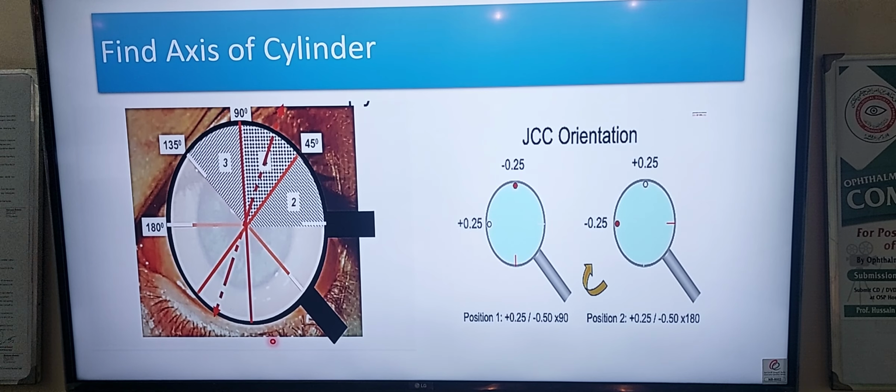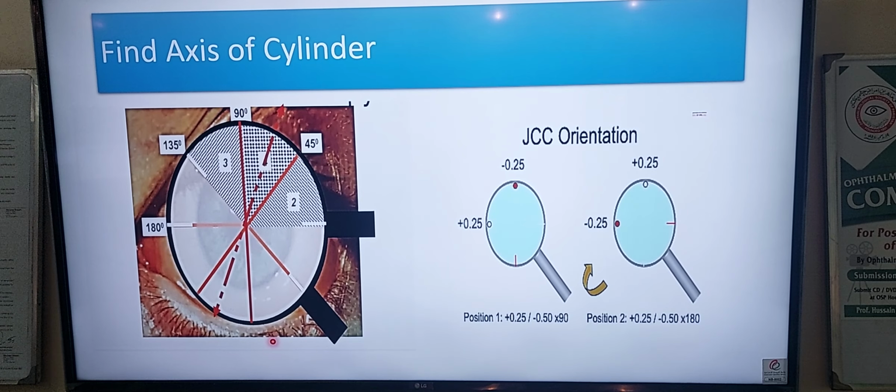Okay, this is a Jackson cross cylinder. This is its handle. It is placed at 45 degrees to its axis, marked axis. Now we will check the axis of the cylinder at these four positions. This is minus 0.25 at 90 degrees. When we flip it like this, it automatically goes to 180 degrees. So we are checking it at 180 degrees.